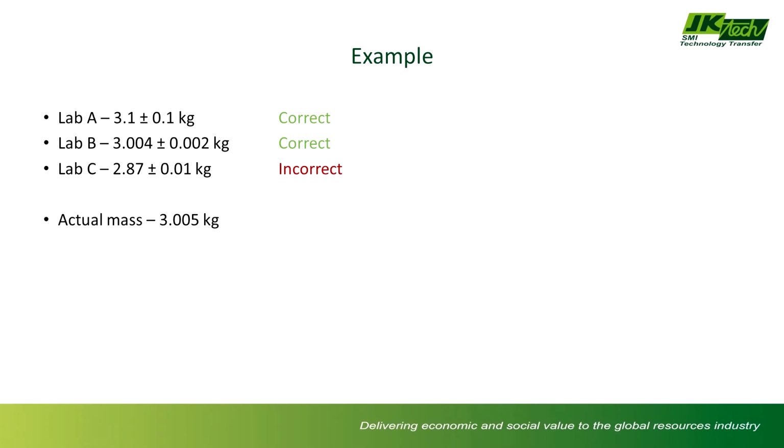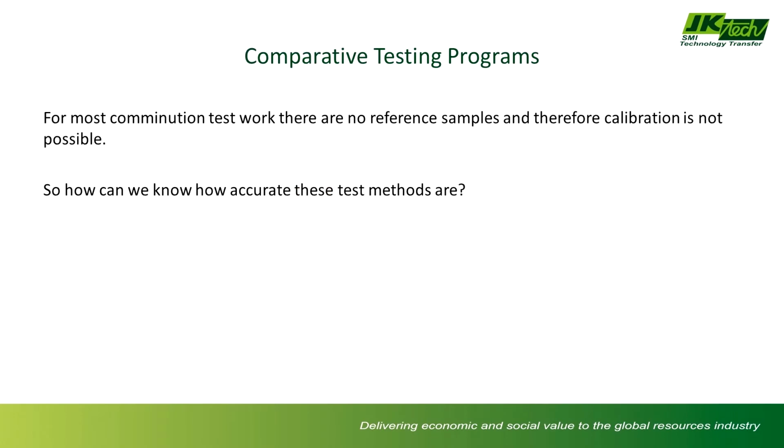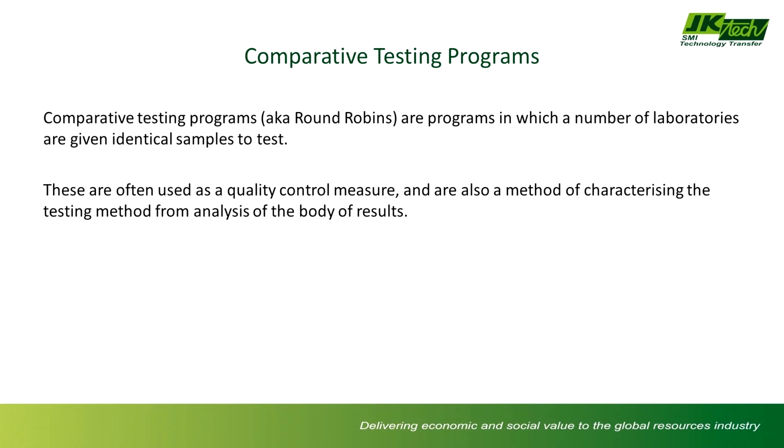Now, what does this mean for comminution test work? With comminution tests, whether it's the JK drop weight, whether it's the SPI, whether it's the Bond, there is no reference sample, and we cannot calibrate. You cannot take your Bond ball mill test and adjust it so you get the answer that you want. So how can we know how accurate these are? The way we do these is through the comparative testing methods.